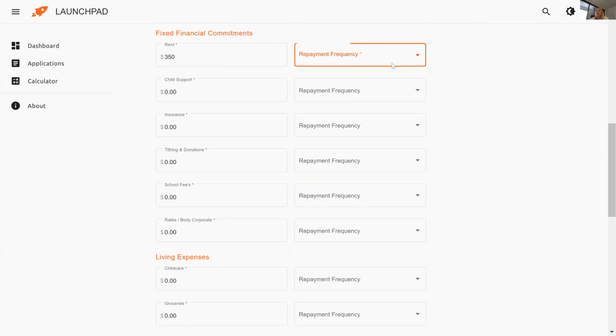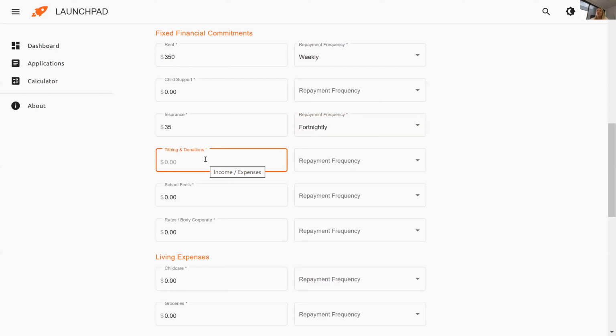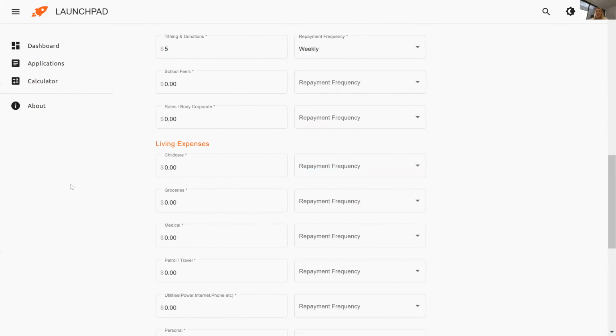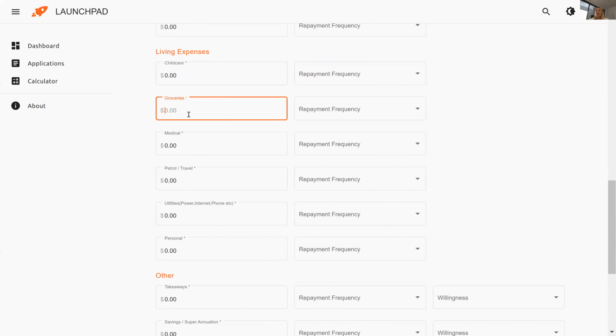Okay, what are these ones? The fixed financial commitments. So again, this is your rent, your mortgages, if you've got any child support you may need to pay for, any school fees. Again, that's a new one up there, the tithing and the donations. If it's a fixed donation that you put in, then you will need to pop that there. We do know there's a number of customers out there that consistently do this on a weekly basis, so if it's going to be a fixed expense, we better have it there.